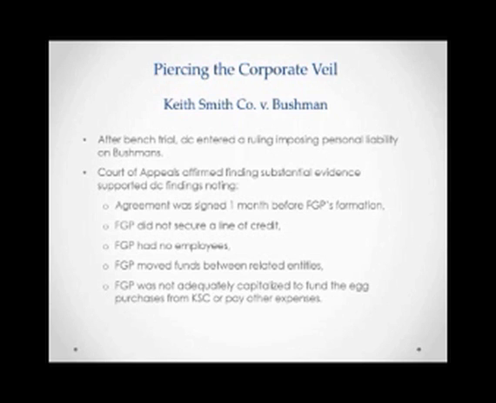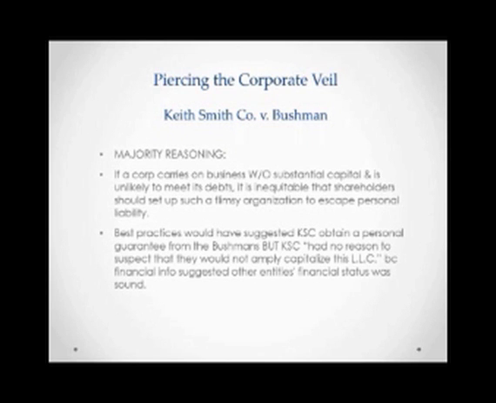Next, there wasn't a line of credit. FGP had no employees. It moved funds between other related entities and wasn't adequately capitalized to fund these egg purchases. So right from the beginning, they knew there was going to be like a 10-week lag or something before they could begin making payments. So they were reasoning that this business is carrying on without enough assets. It's not really fair that these creditors are left holding the bag.